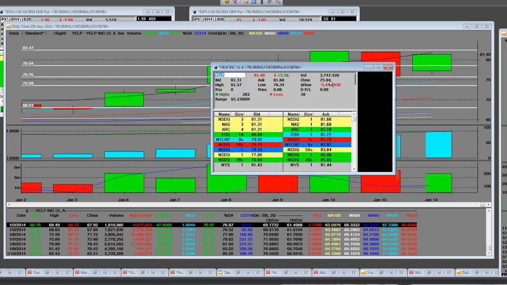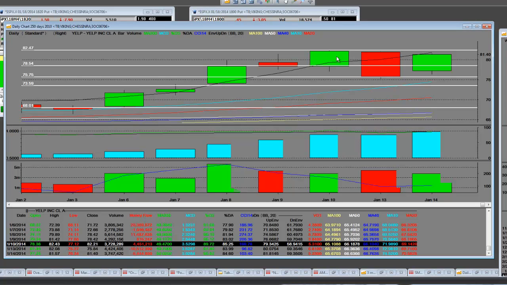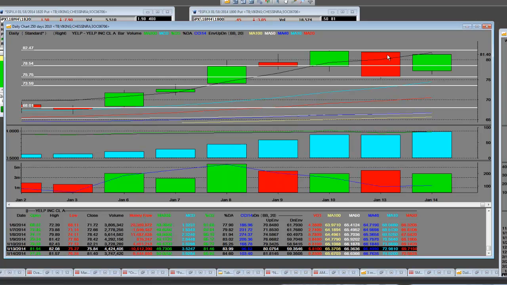We closed at 75.84. We dropped down to 76.34, and then we go right up to the highs of 81.57. We didn't break above the previous day's highs, such as this high over here. And this high here was 82.49. And the reversal high was 82.08.